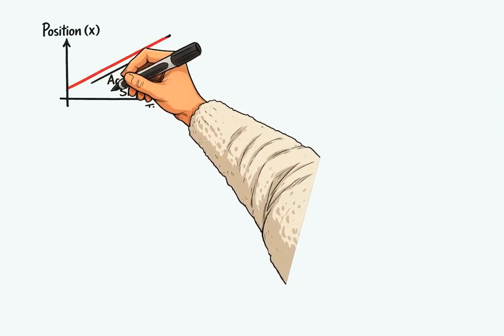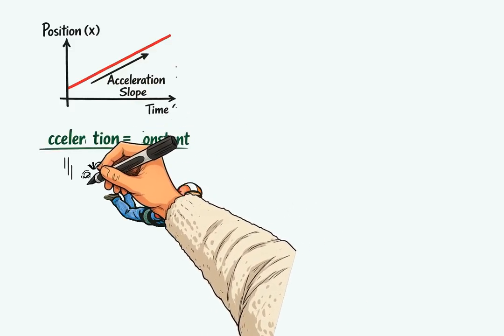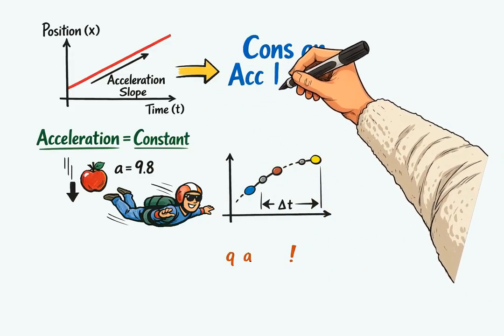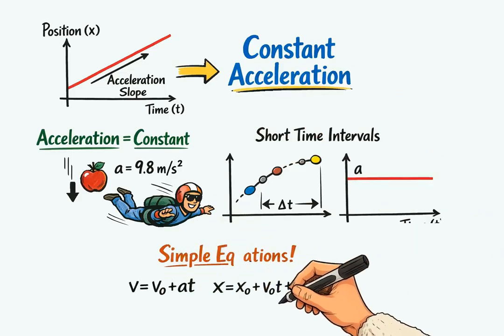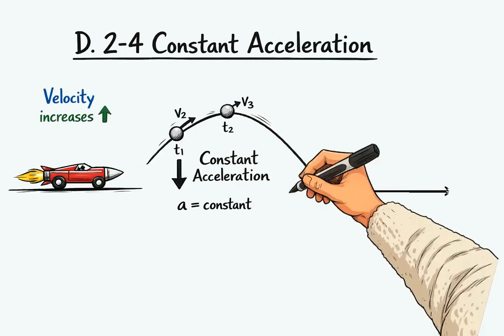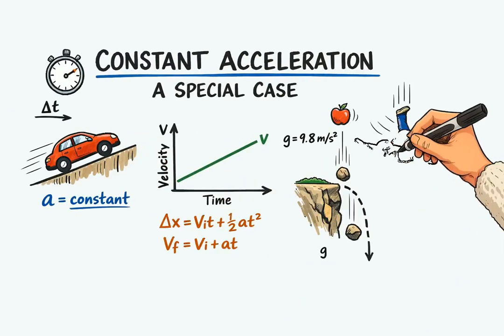With acceleration defined and tied to slopes, the next step is the special case where acceleration is constant. That assumption appears often enough, especially over short time intervals, that it becomes one of the most useful approximations in introductory mechanics. And it's exactly the case where the mathematics simplifies dramatically. D2.4. Constant acceleration, a special case.